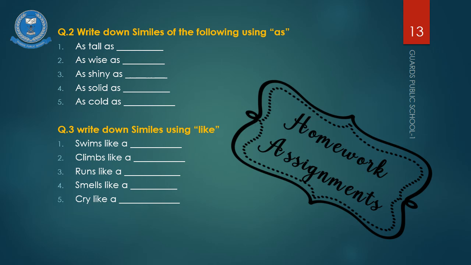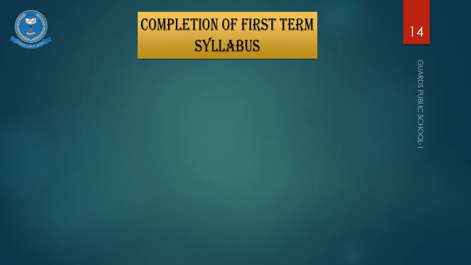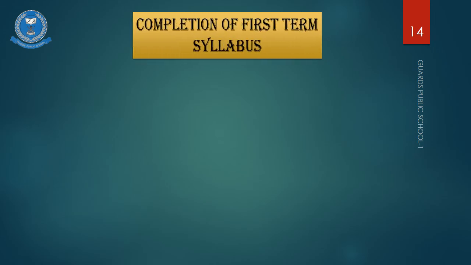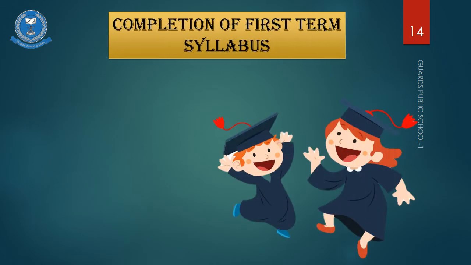Cry like a dash. So students, with all these lectures, we have completed our first term syllabus. Let's see what we have discussed and understood. We have discussed about nouns, kinds of nouns. Remember students, what are the two kinds of nouns? Yes, common noun and proper nouns.